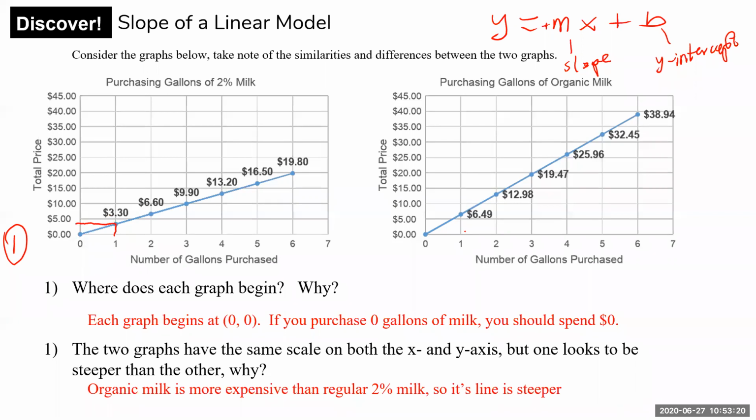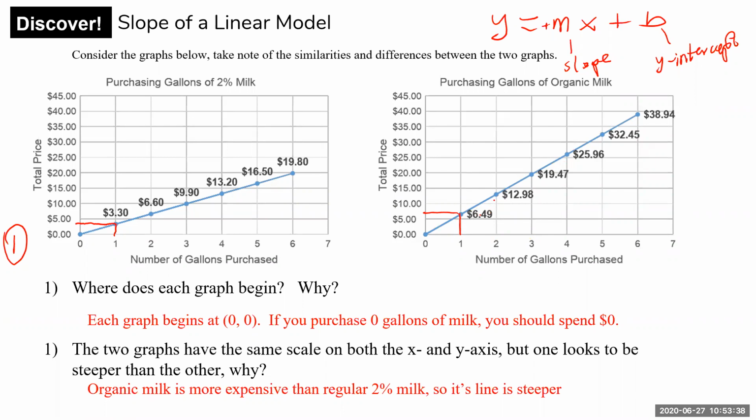and 30 cents. If I buy a gallon of organic milk, and this is how much I pay, I have to pay $6.49. So because this is cheaper, is that okay? We say organic milk is more expensive. So the number of gallons versus how much you pay.